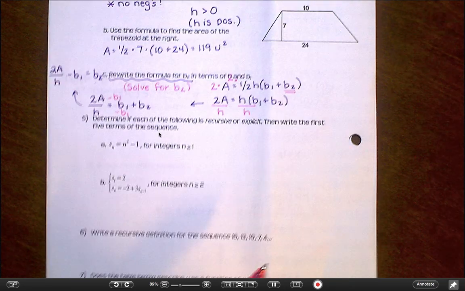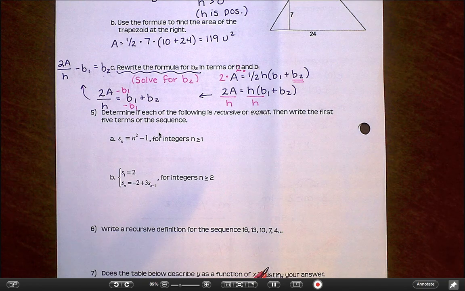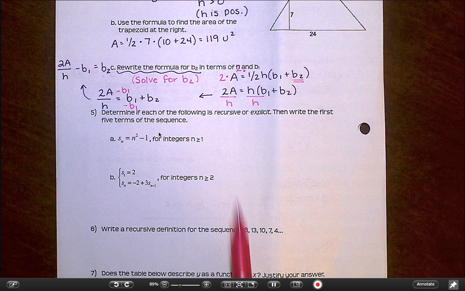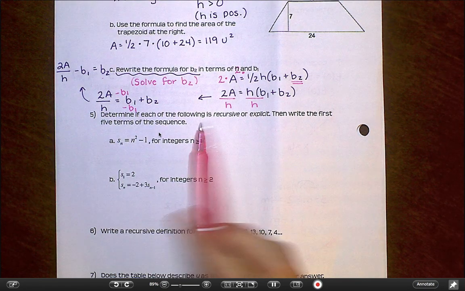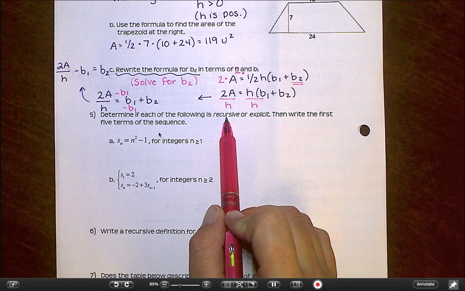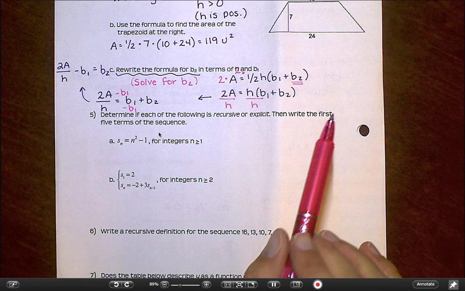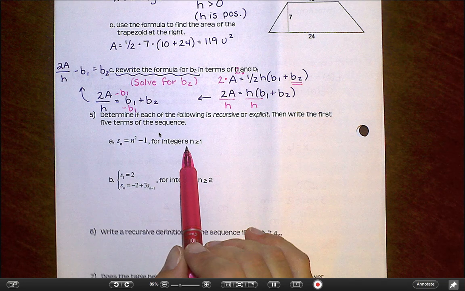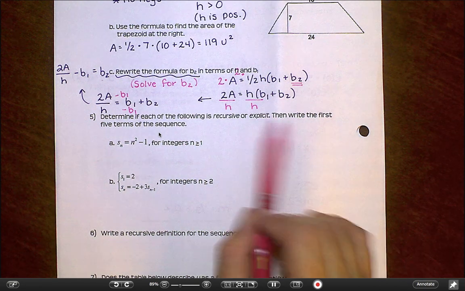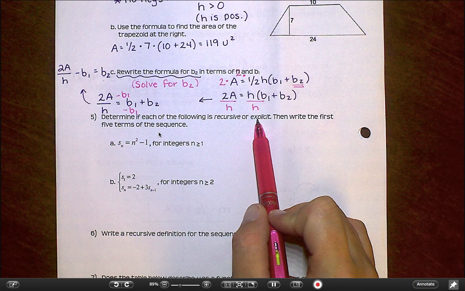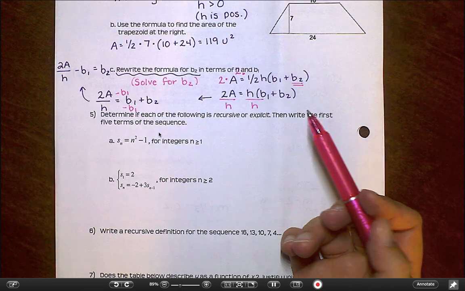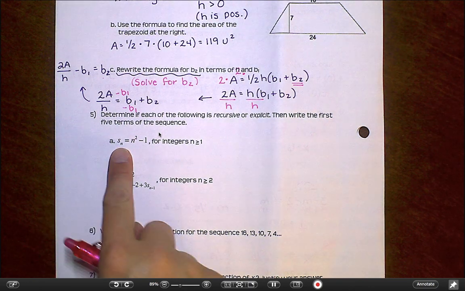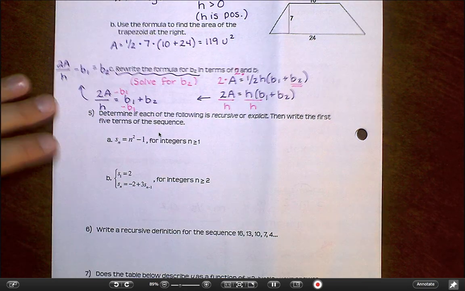Okay, let's look at number 5. Number 5, first it says determine if each is recursive or explicit. So visually you should be able to tell the difference, which is which. But just to review here a little bit, recursive are the ones where you get to the next term by doing something to the previous term. So it's jumping from one term to the next. Explicit is when you can just plug in whatever term number you happen to need and the formula is going to spit it out for you. So that's what's going on here in letter A. This one here is explicit.